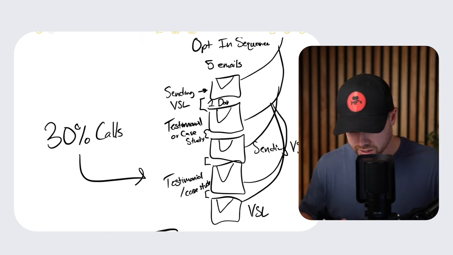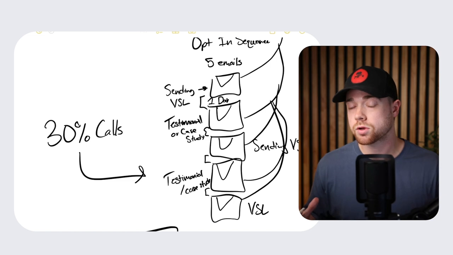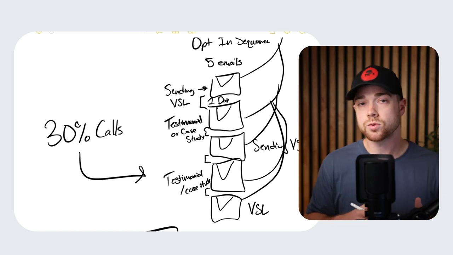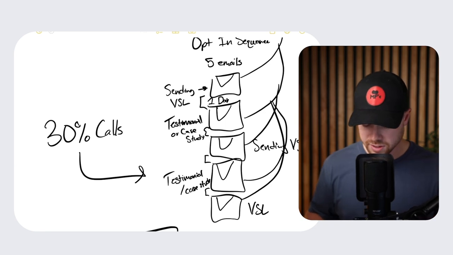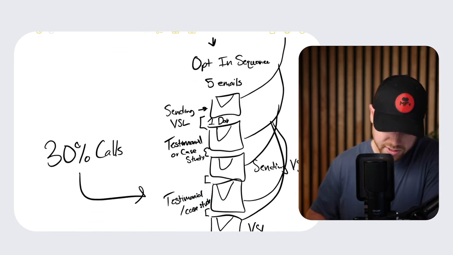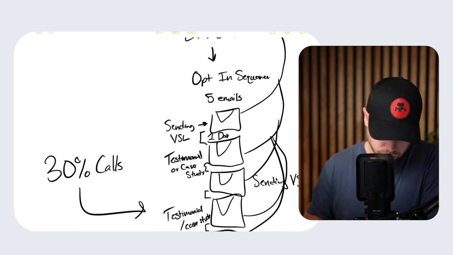Now, in our program, we actually have this opt-in sequence already set up for our clients. They just have to plug in what they actually do and how they actually help their clients. They just plug that directly into the email sequence. They don't have to worry about it. But you could probably set this up on any sort of email software yourself.